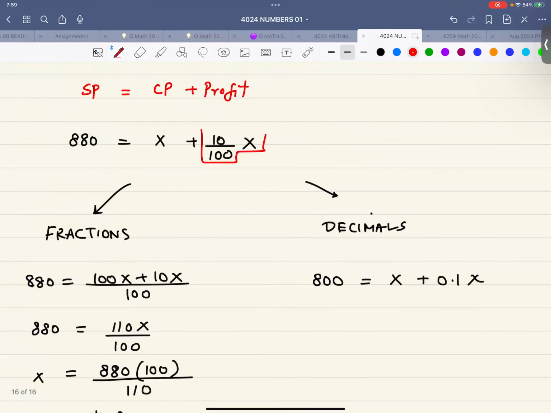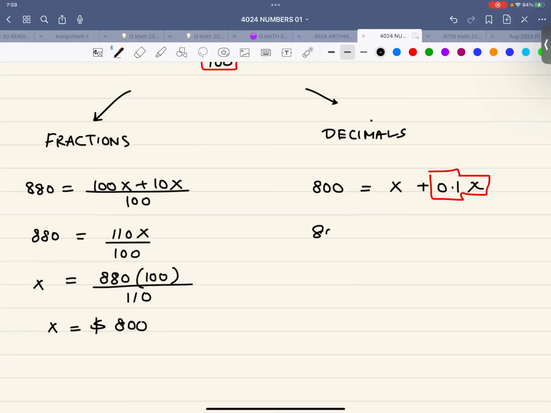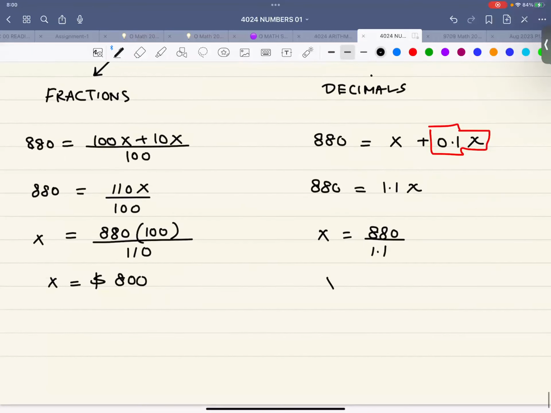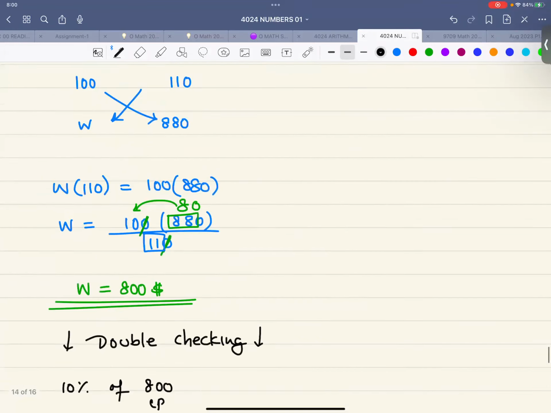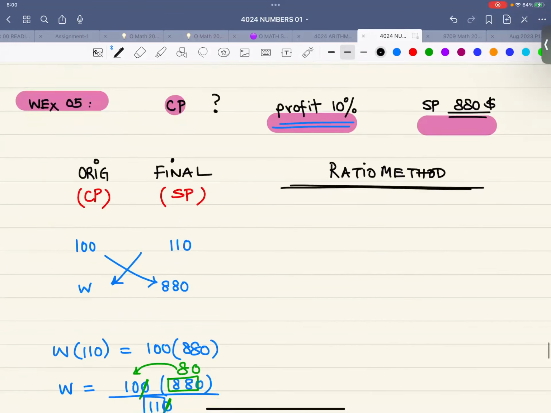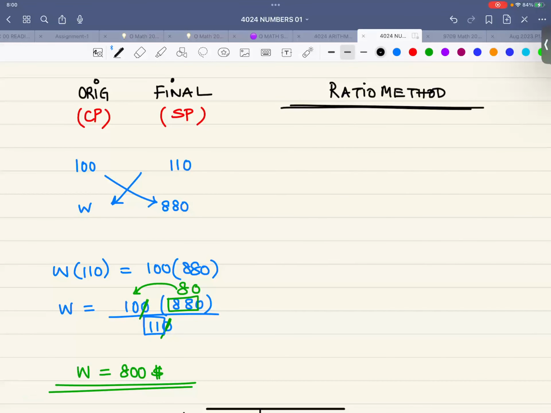If I talk about decimals, I'll write 880 equals x plus 0.1x. So this thing over here is 0.1x. Therefore, what will I write? 880 equals 1.1x. Therefore, x is 880 divided by 1.1 — actually, I wrote 800 earlier, so let me correct it. This is not 800, this is 880. So x equals 880 divided by 1.1, and the value of x again comes out to be $800. Now, double check this working with the working of example 5 over here. Which one is easier, the ratio method or the algebra method?